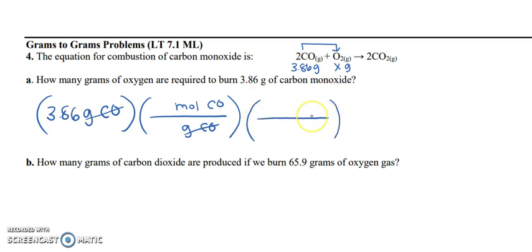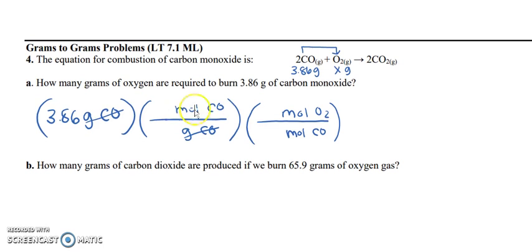Once I'm in moles of one thing, I can go into moles of another thing using my mole ratio. So in order to get my units moles of CO to cancel out, it needs to go on the bottom of this fraction, and I can turn that into moles of O2. Now moles of CO and moles of CO cancel.